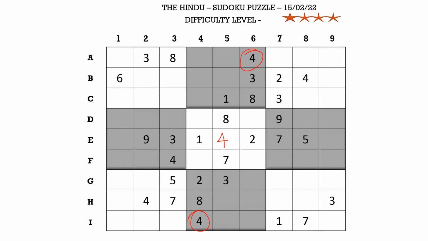Now in E row, the missing numbers are 8 and 6. There is a 6 blocking in column 1 here. So E1 takes 8 and E9 takes 6.